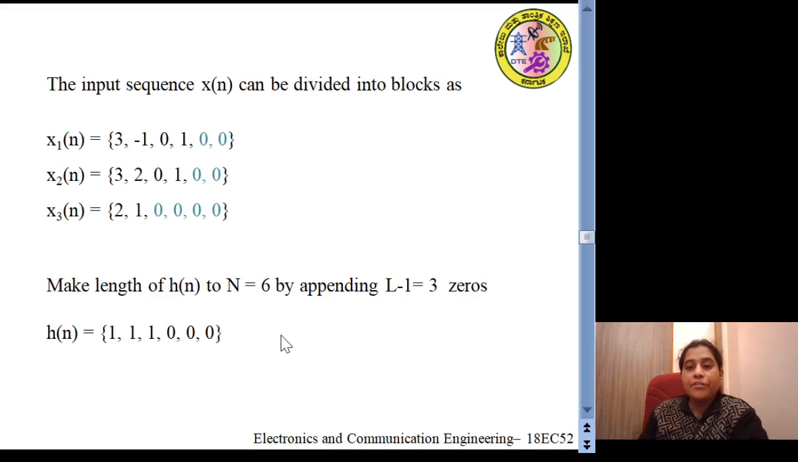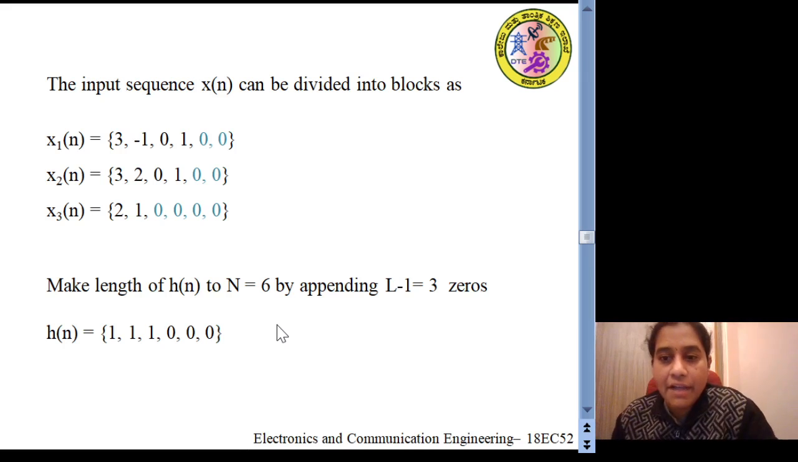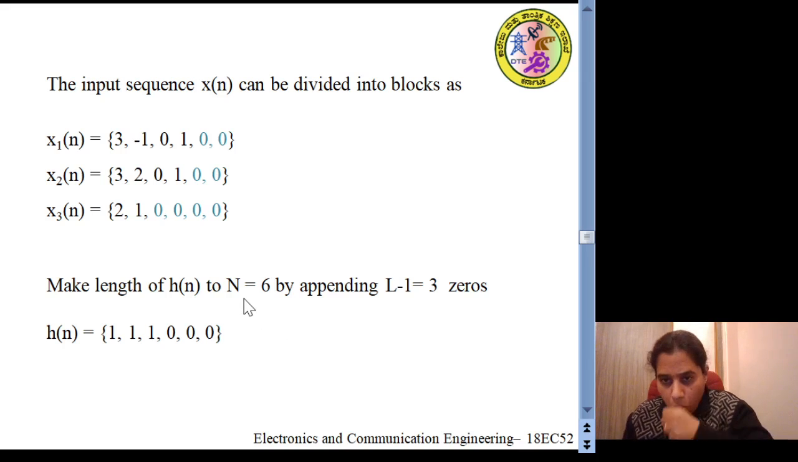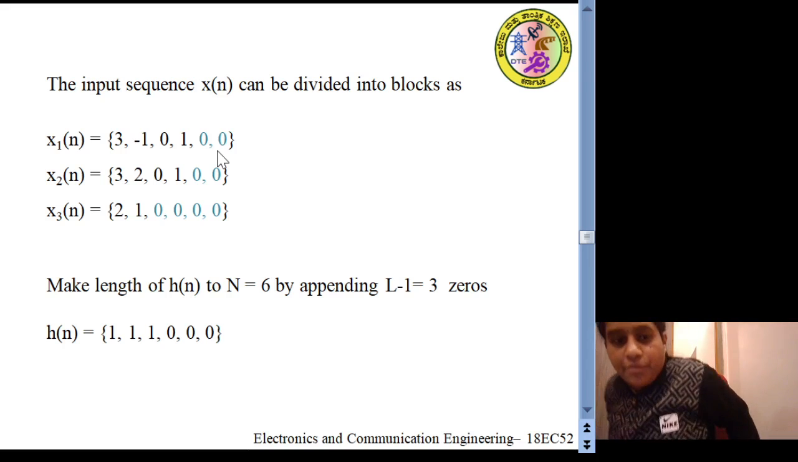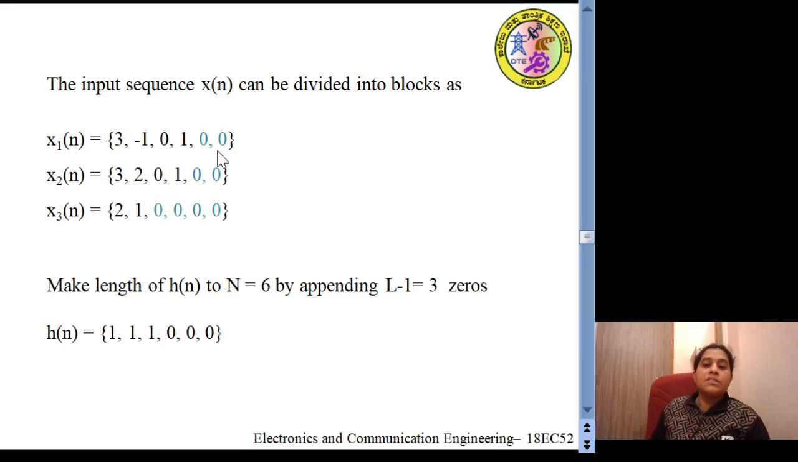Now we have to divide the incoming input sample x of n into a number of blocks such that each block has N samples. N value we are assuming as 6. L value is 3, and M value we found as 4. So the first 4 samples are appended with M minus 1 number of zeros, that is 2 zeros, such that the length of the block is 6. So x1 of n is 3 1 0 1 0 0.